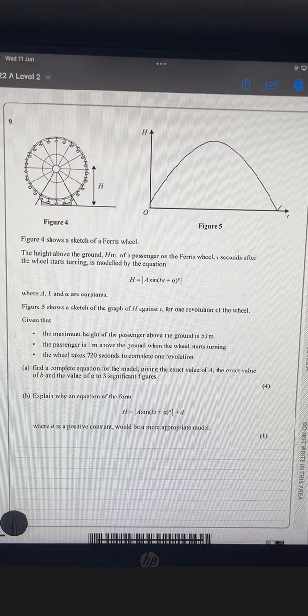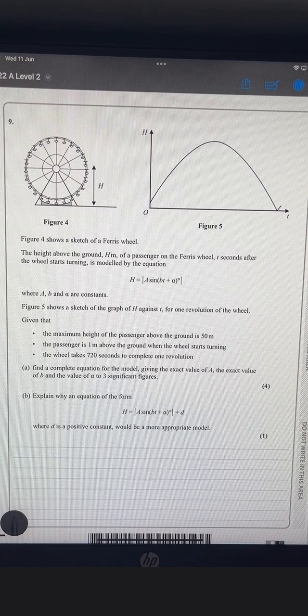Figure 4 shows a sketch of a Ferris wheel. The height above ground, h meters, of a passenger in the Ferris wheel, t seconds after the wheel starts turning, is modeled by the equation h equals the modulus of a sine bt plus alpha, where a, b, and alpha are constants. Figure 5 shows a sketch of the graph of h against t for one revolution of the wheel. So it's important to note that that is one whole time around.